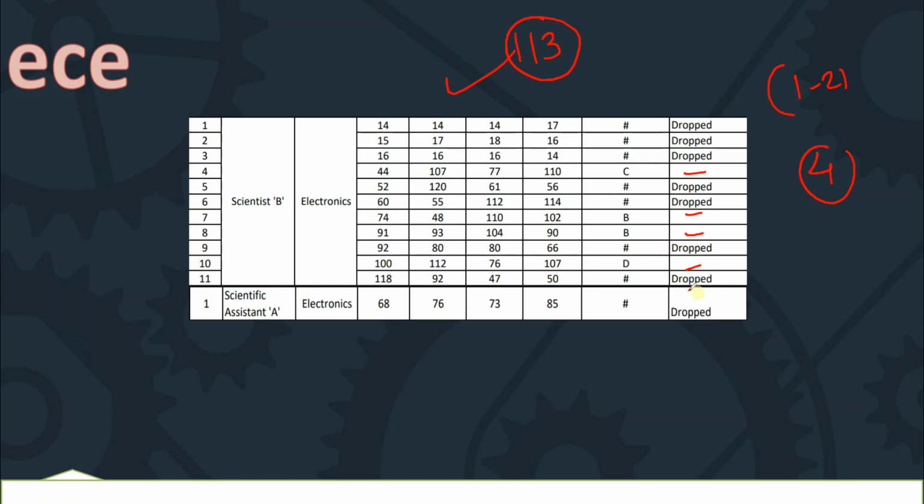For STA, only 1 question is dropped. So your STA paper is now 119 marks. Right, definitely the cutoff will not be affected that much. Obviously, the cutoff is very high. Okay, the expected cutoff for EC and STA will definitely remain the same.